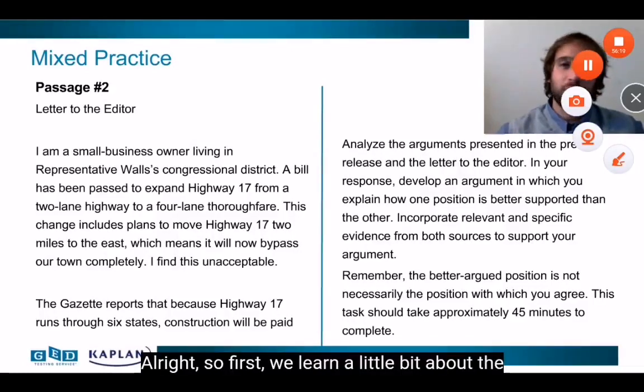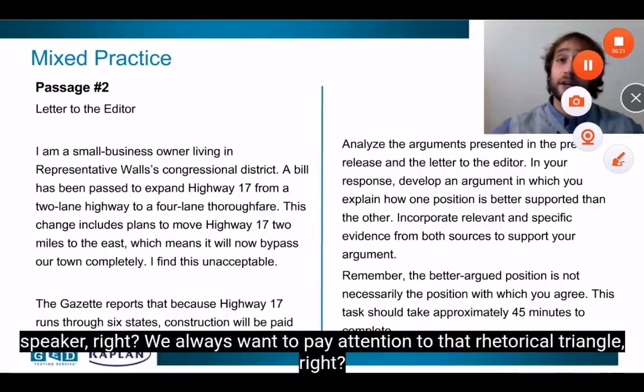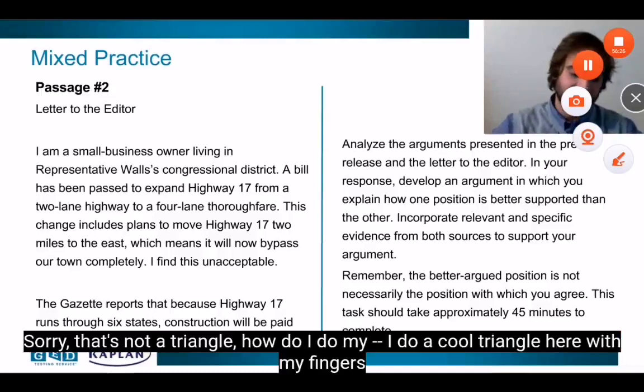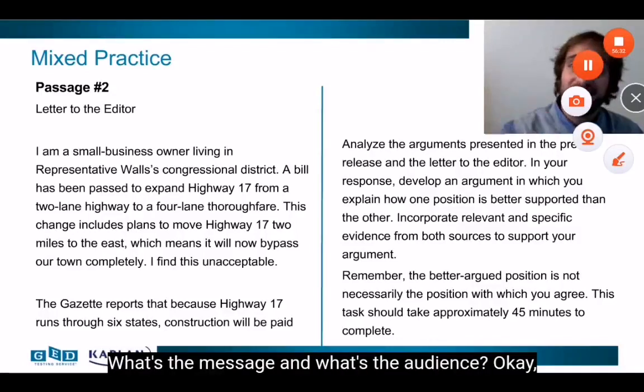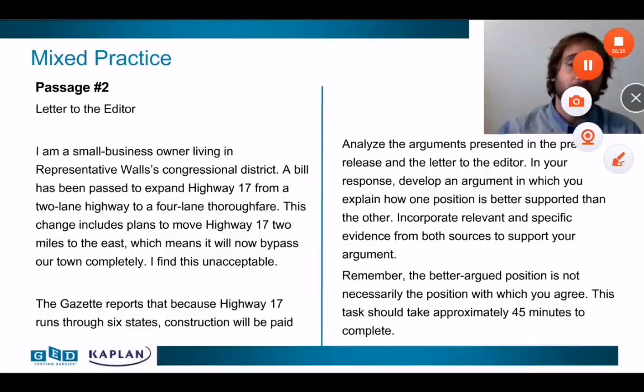All right, so first we learn a little bit about the speaker, right? We always want to pay attention to that rhetorical triangle, right? Sorry, it's not a triangle. How do I do my cool triangle here with my fingers? There, got it like that, right? Who's the speaker? What's the message? And what's the audience? Okay, so it's a letter to the editor.